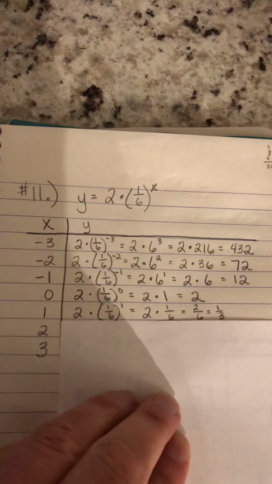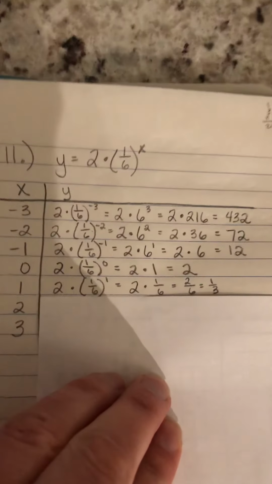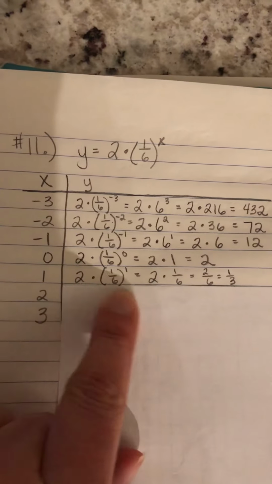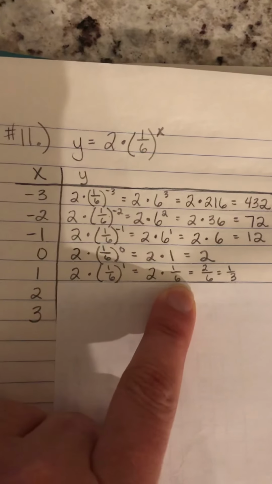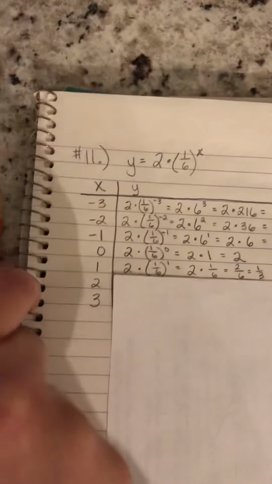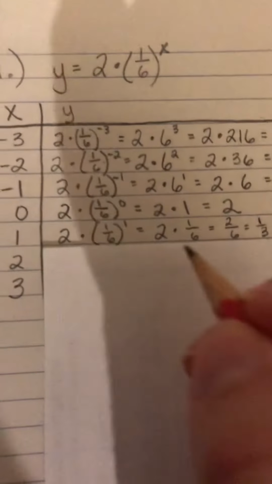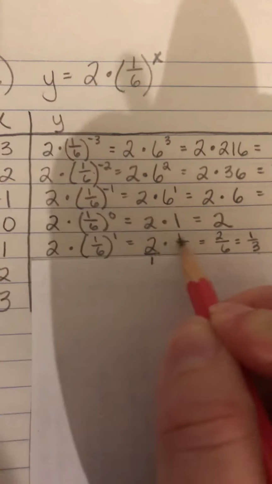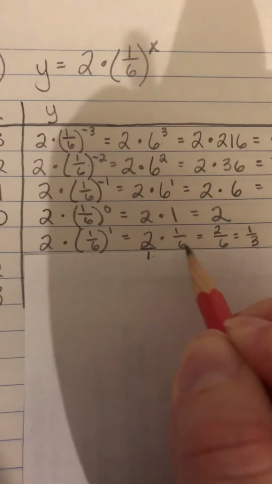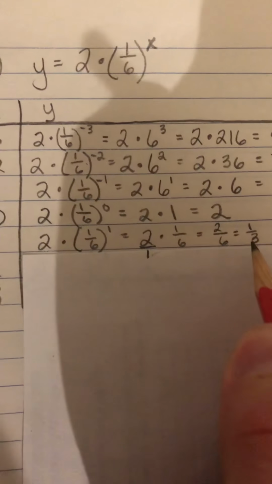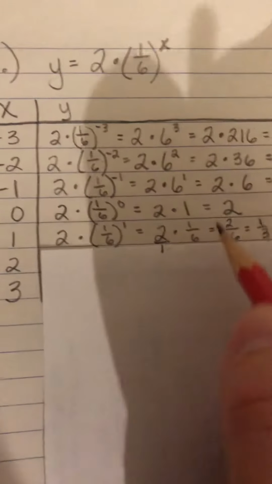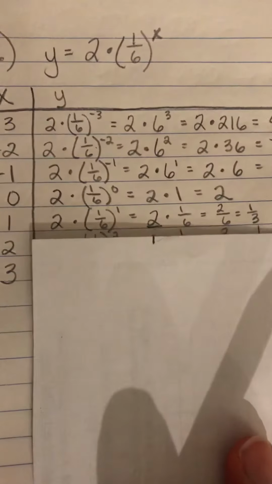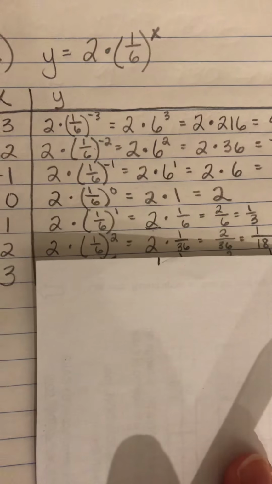And then when you plug in an exponent of 1, 1/6 to the first power is just 1/6. So we have 2 times 1/6. That's just like multiplying fractions, right? You just put 2 over 1, then you multiply the numerators, multiply the denominators. You get 2 over 6, which is 1/3. So that's the coordinate point 1, 1/3. And so on.